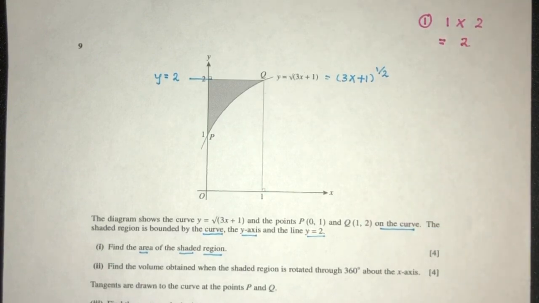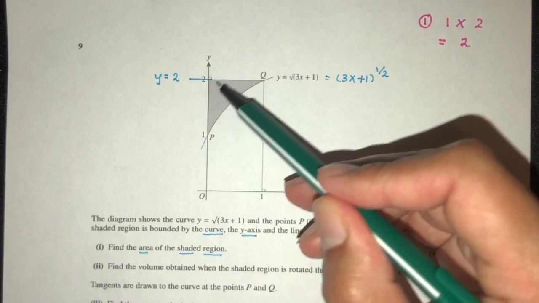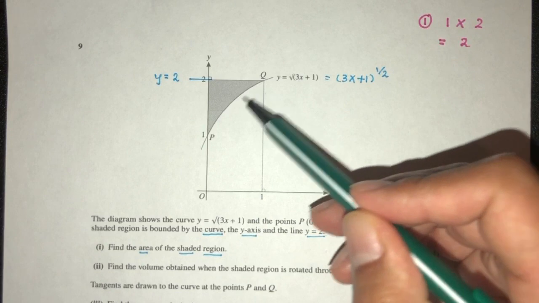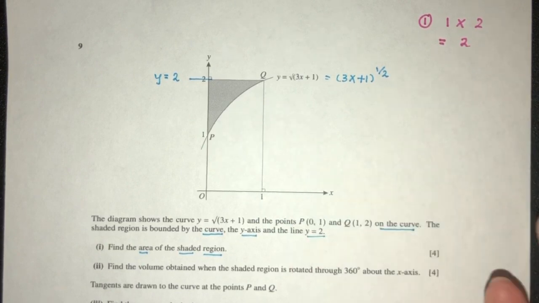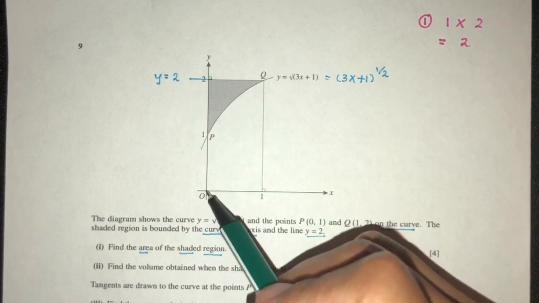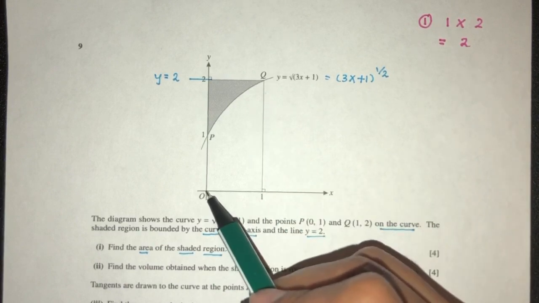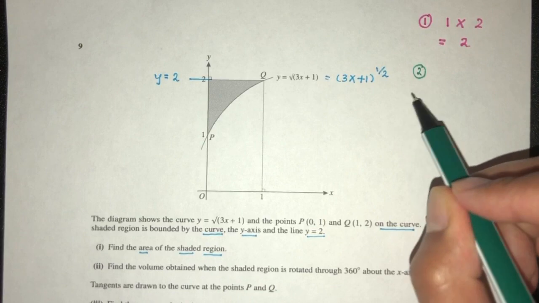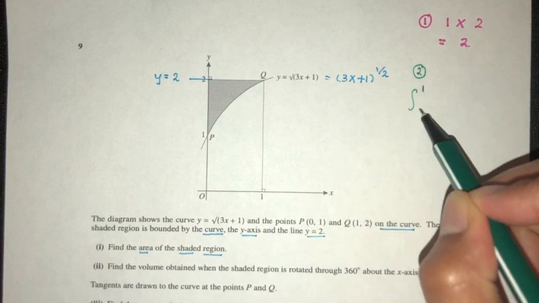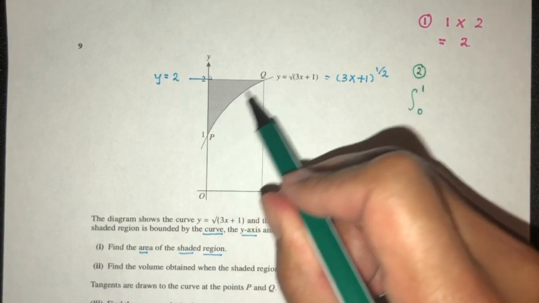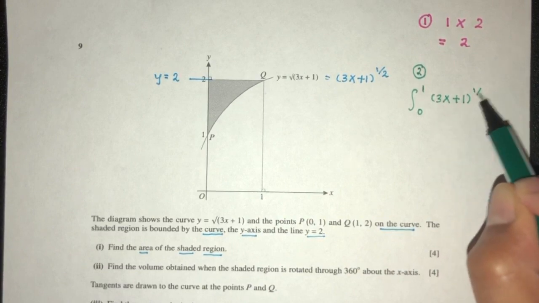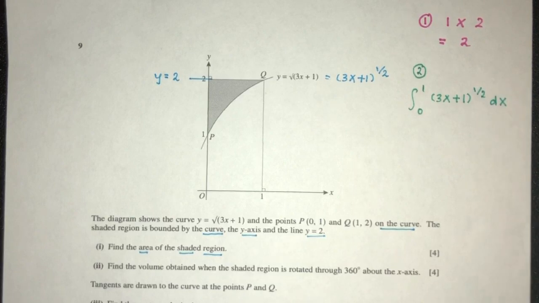That's the first part. Now to find only this one, we have to remove this part of the area. Now to remove this part, as you can see, it is the area under the graph between the limits of 0, 1. So number 2, that will be integration between 1 and 0, sorry. And then that will be the curve that we have been given by the question. So we want to remove this part to find the area that we need.